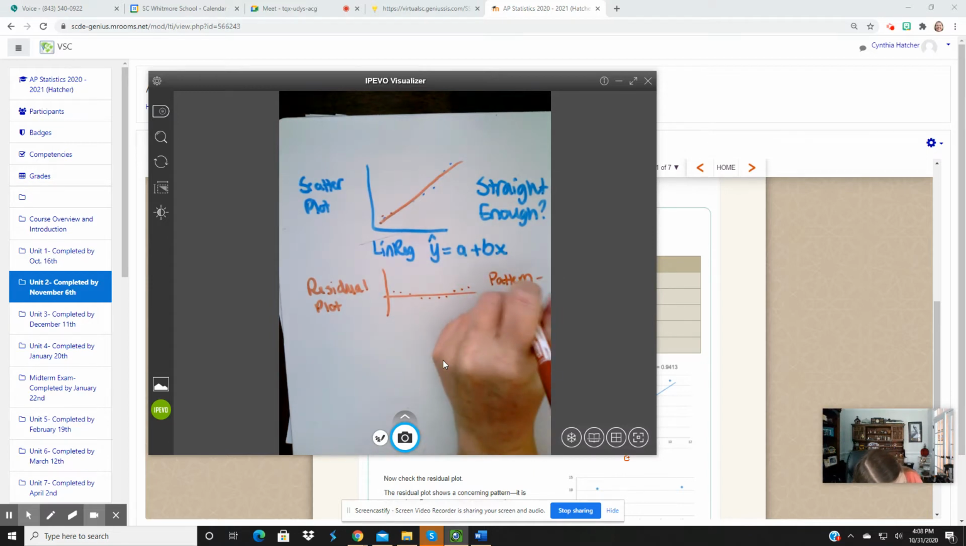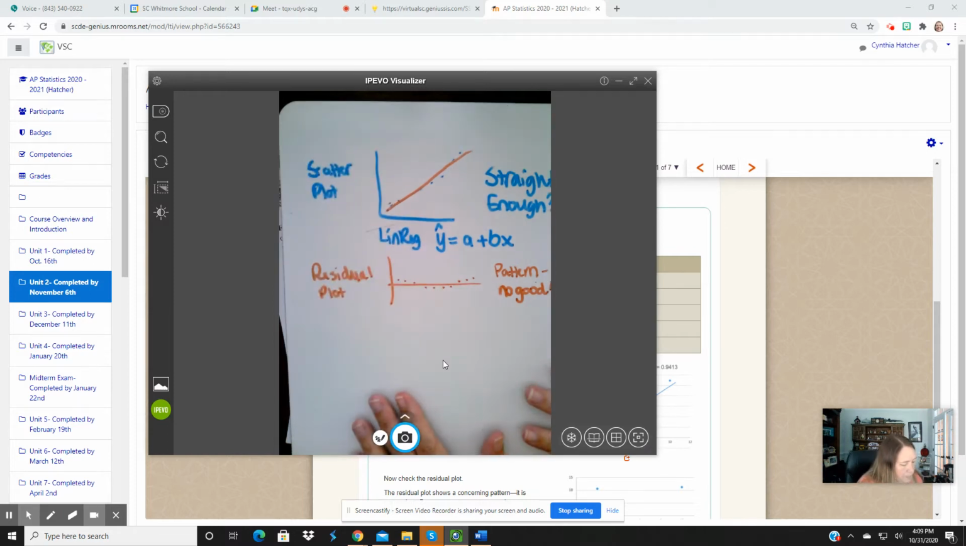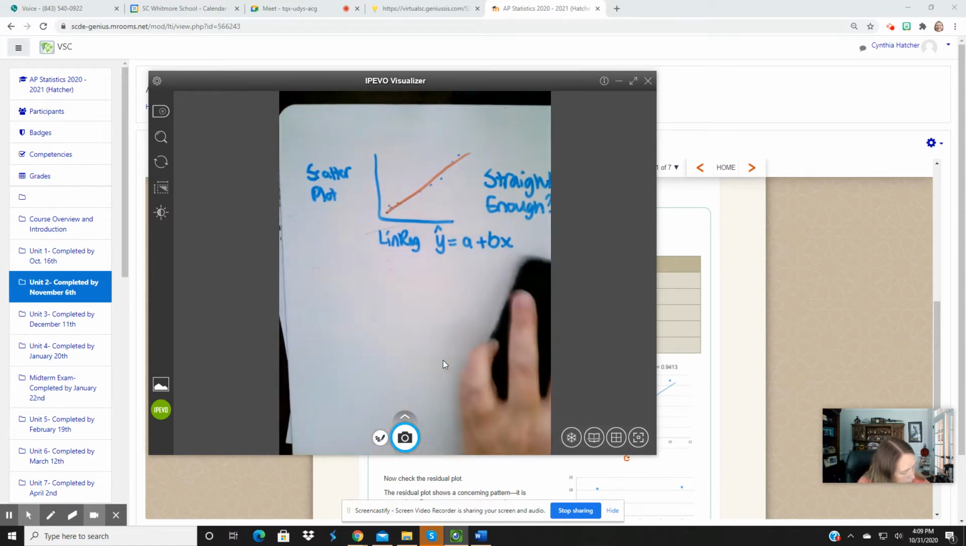Pattern, no good. So what we're then going to do is start looking at transformations. Now, one thing I don't want you to stress out over with the transformations is that you are not going to have the time on the AP exam to figure out what transformation you need to do. They're going to do kind of all of it for you, like you've seen in the problems so far, where they're going to give you a couple of different choices of transformations, and you have to pick the best one based on the residual plot, based on the scatter plot, based on the equation of the transformation.